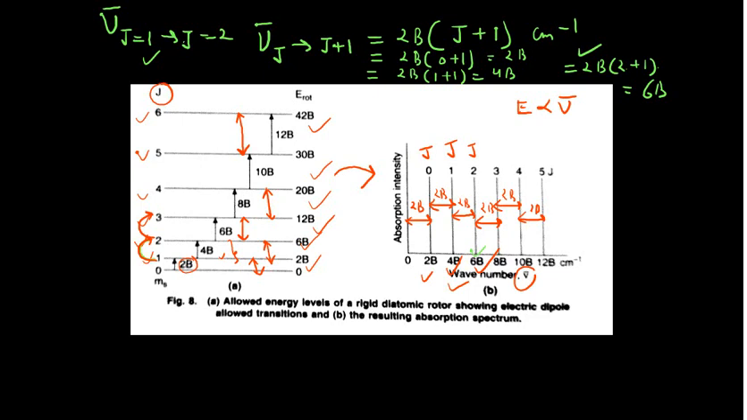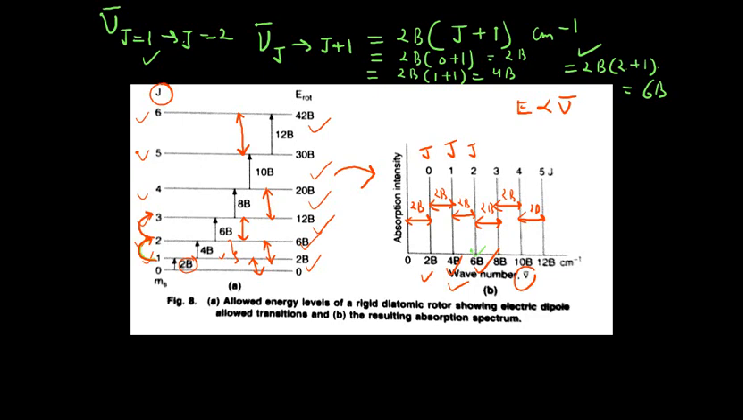So the resulting absorption spectrum I have already shown. Thus the splitting between the successive lines is 2B. That is the frequency separation. But if you recall, in Raman spectroscopy this difference is actually 4B. You can recall my Raman spectroscopy where I explained this 4B, but in this case it is 2B. So this is something very, very important. This is how you can calculate the energy.